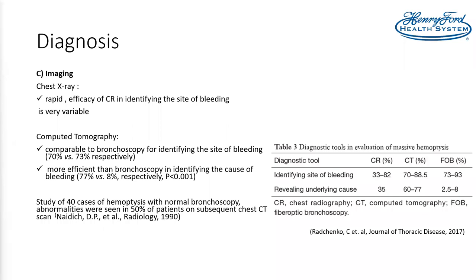And that's a really old study, but it still stands true. When they studied 40 cases of hemoptysis with normal bronchoscopy, they were able to see the cause of the bleeding in almost 50% of the patients using a CT scan. So you can see that the CT scan can be way more important than bronchoscopy when we talk about diagnosis.